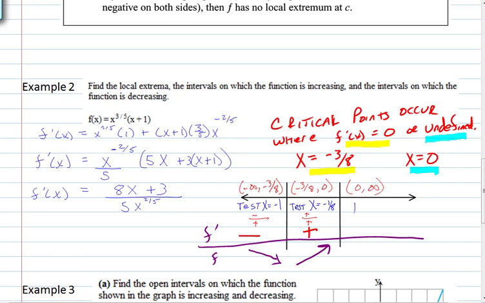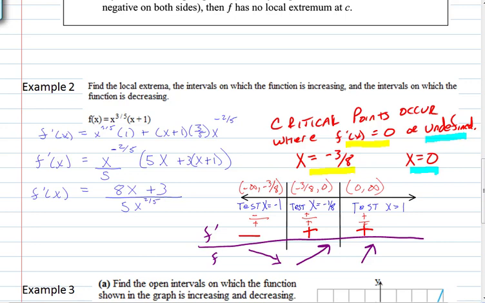Go to the next interval. What do you want to test? 1 works, right? Isn't that going to be positive as well? You get a positive over a positive. The whole thing is positive, so that means that the function is, once again, increasing. It's just a happy coincidence that this shape was the same. I did not do that by design.